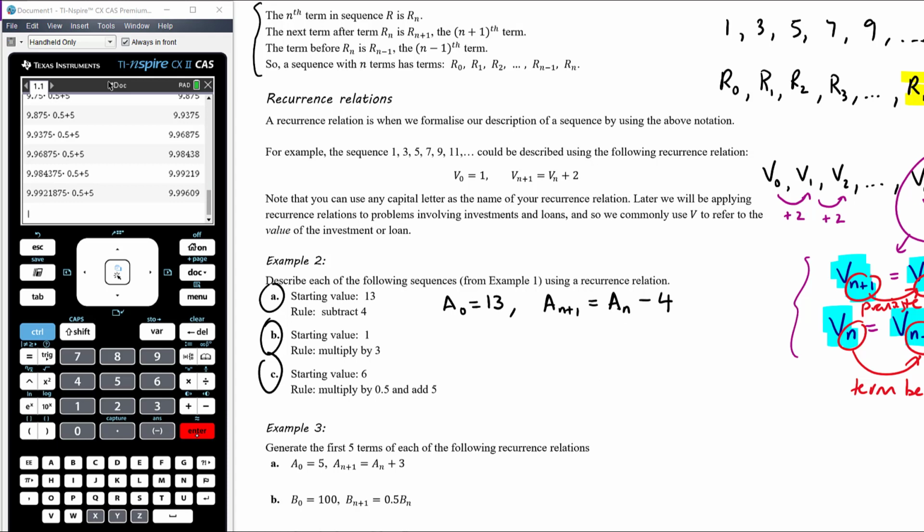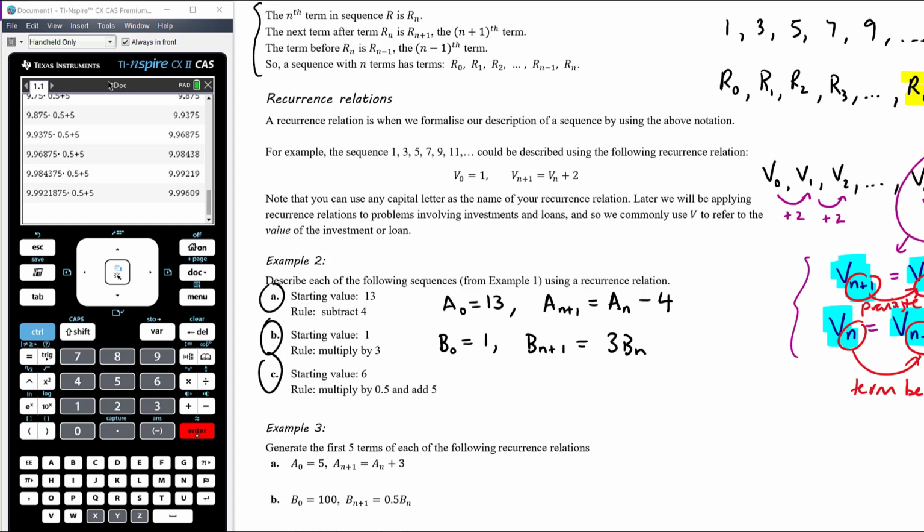Okay, part B. So let's call our sequence B. B naught, our starting value, is 1. To get to Bn plus 1, which is the next term, we take the current term, Bn, and multiply it by 3. We don't usually write a variable times 3, we usually write 3x. So we would probably write this as 3 times Bn, but it wouldn't be wrong to write it as Bn times 3.